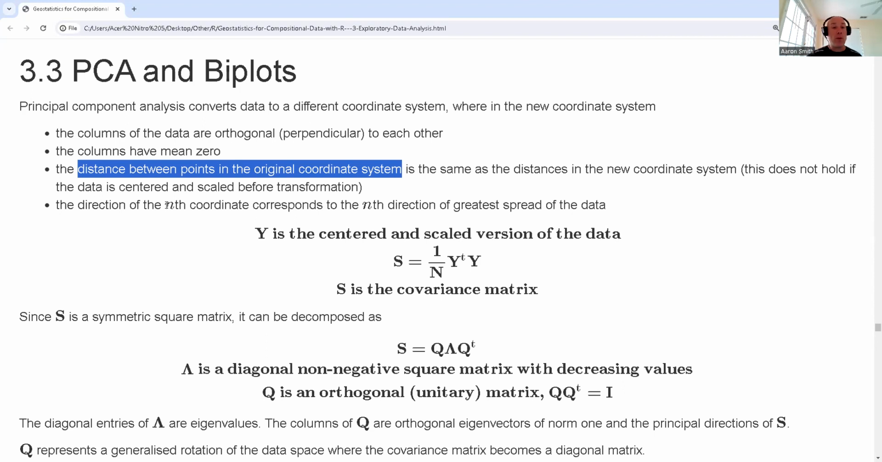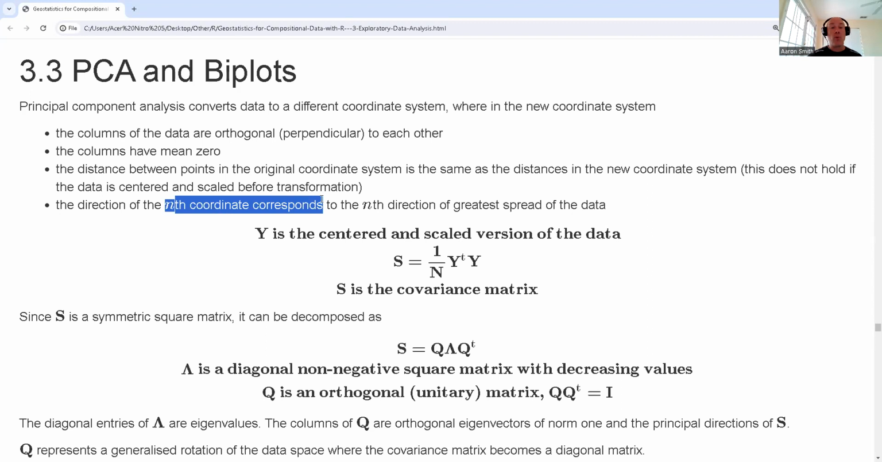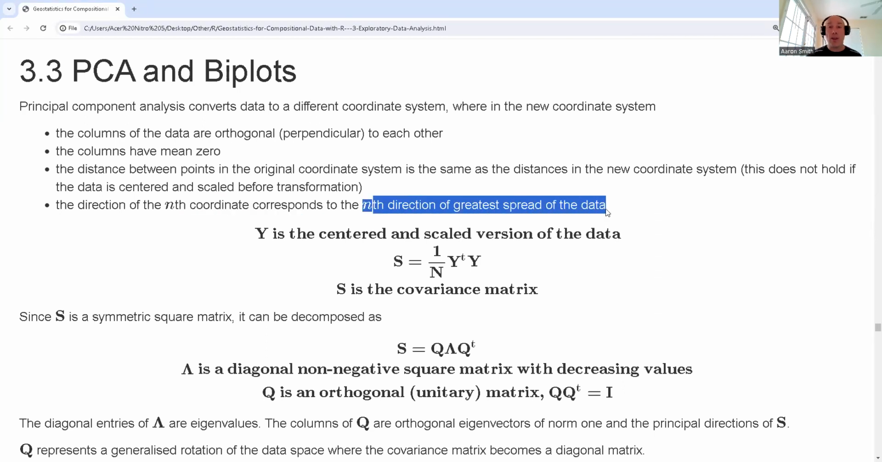Also, the nth coordinate in the principal components, the nth component, the direction of that in higher dimensional space corresponds to the nth direction of greatest spread of our data. And so the first principal component is along the greatest spread of our data from a Euclidean geometry point of view. All right, so let's say that Y is our centered and scaled data, so I've subtracted the mean and divided by standard deviation. And let's say that S is the matrix I get from taking Y transpose Y, matrix multiplication, divided by N. And so thus S is our covariance matrix.